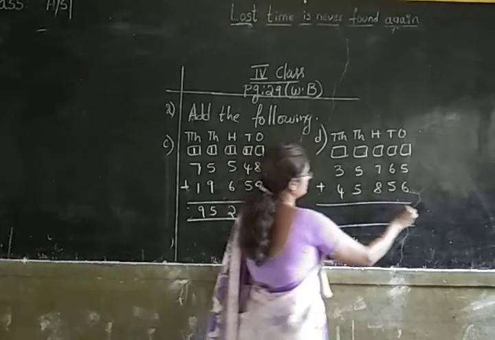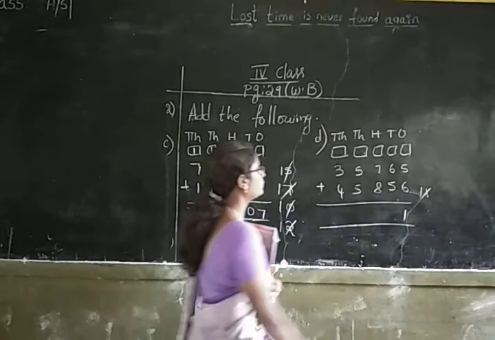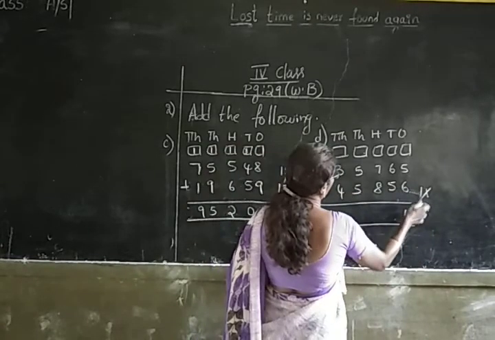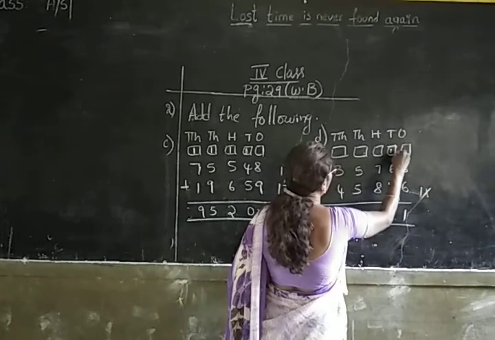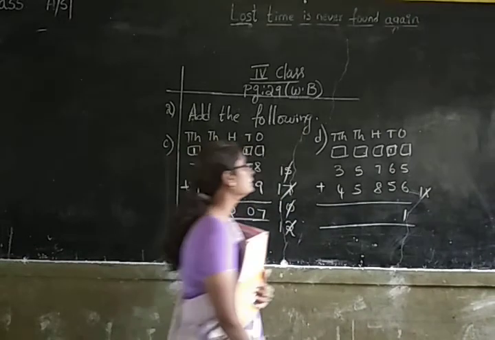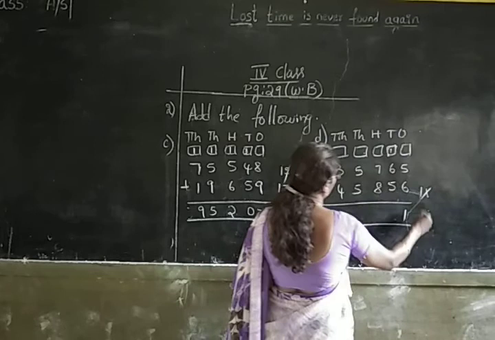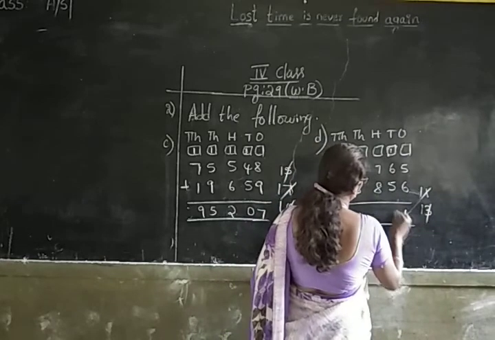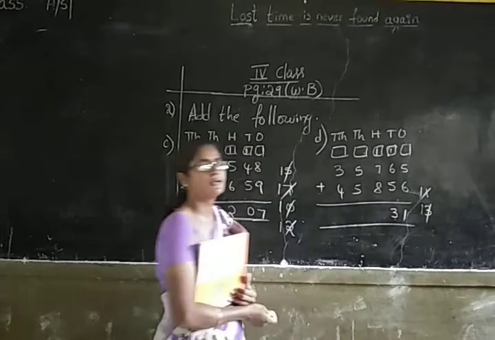So 5 plus 6 is how much? 5 plus 6 is 11. You have to put 1 in ones place and carry away the next 1 to the tens place. After adding the numbers in ones place, you have to add the numbers in tens place. 6 plus 5 is 11 and 11 plus 1 is 13. Put 3 in tens place and carry away 1 to the hundreds place.